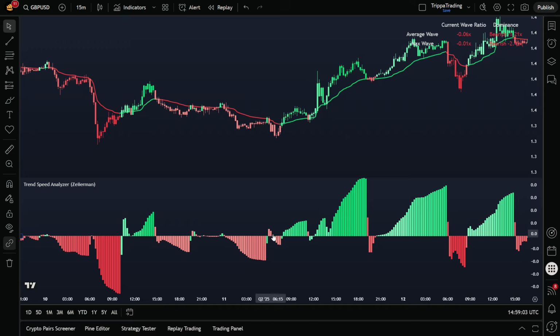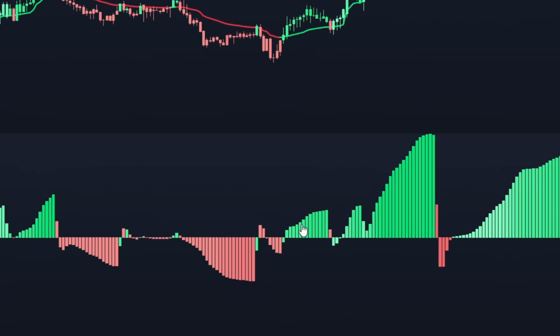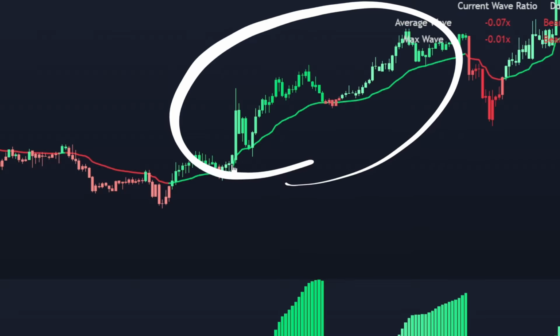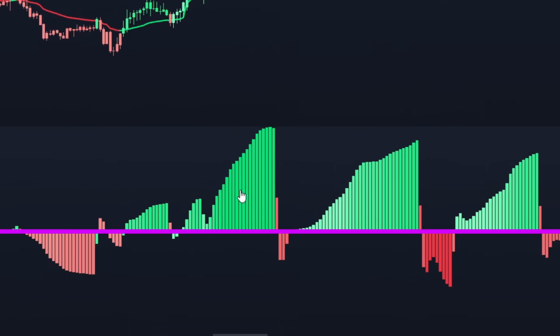Now look down below, this is where the speed histogram shows up. And this part is different from the usual oscillators you've seen. The histogram doesn't just show momentum. It tracks how fast price is accelerating or decelerating in real time. If the histogram bars are growing and stretching further away from the zero line, momentum is rising, and that's a sign the trend might be strengthening. If the bars are shrinking or pulling back towards zero, that's an early clue that the momentum is decreasing.